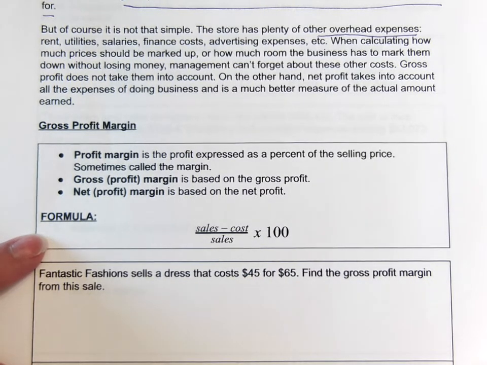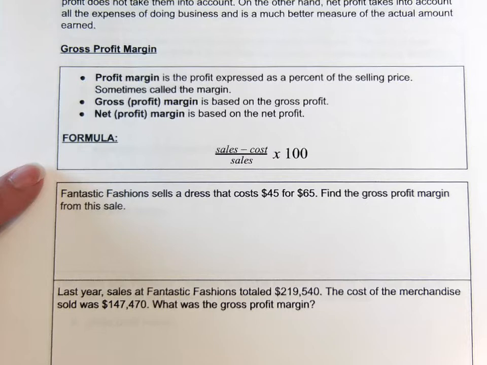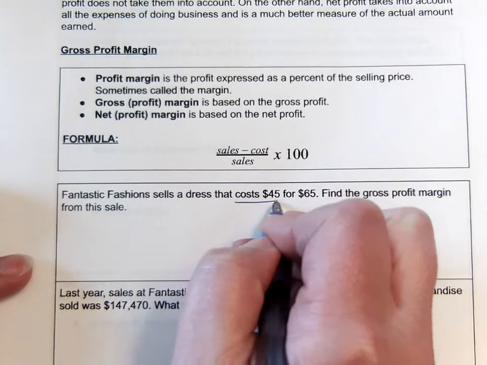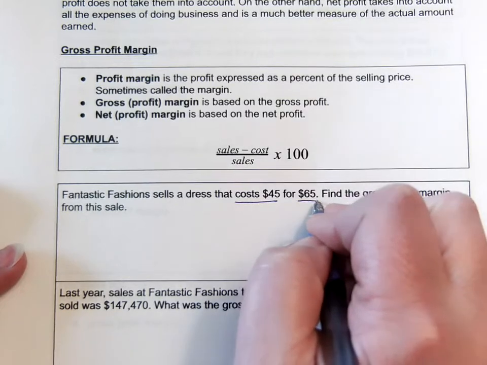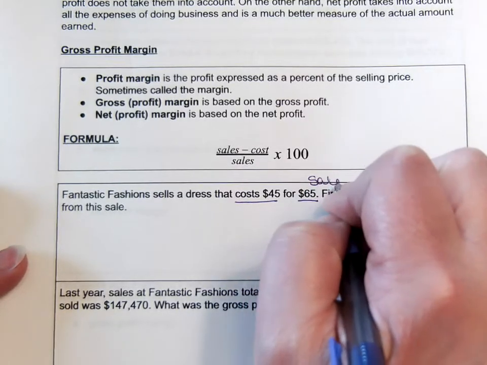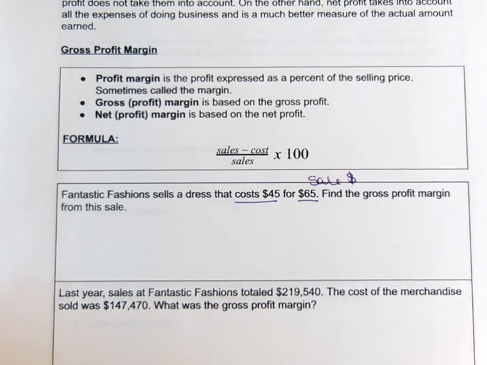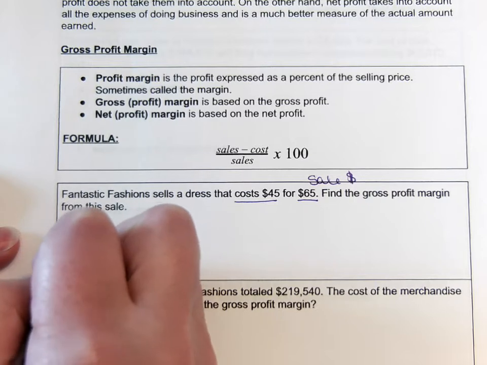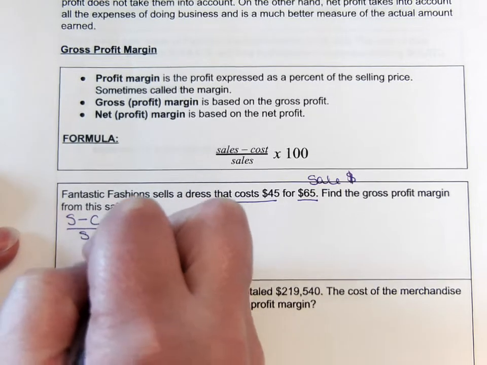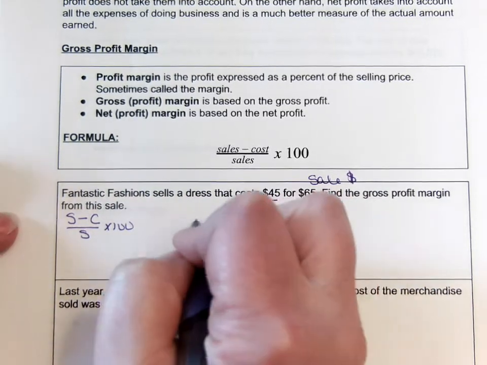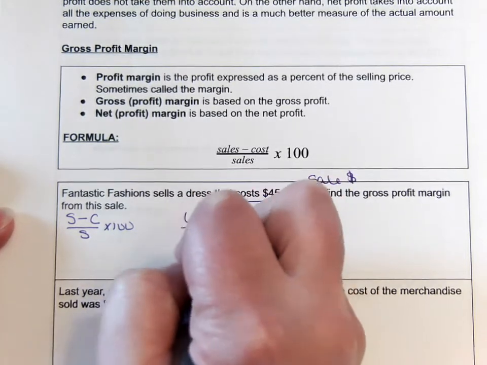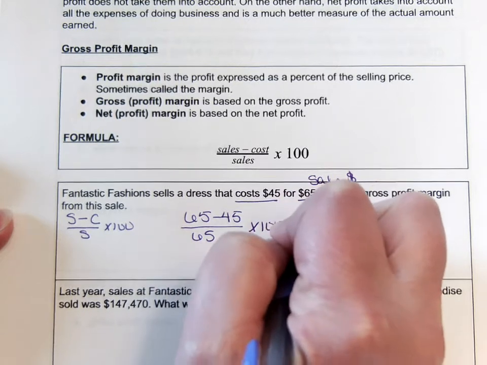So here we go. Our first example says Fantastic Fashion sells a dress that costs $45 for $65. So this is the sale price. Find the gross profit margin for the sale. So remember, we're going to do sale price minus cost divided by sale price times 100. So we're going to do 65 minus 45 divided by 65 times 100.